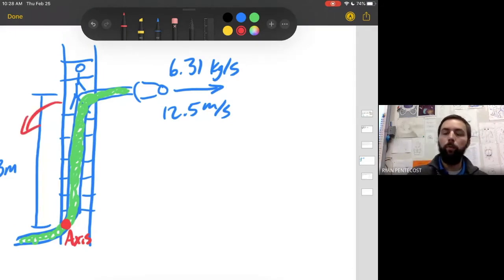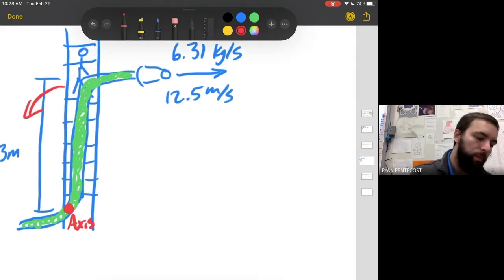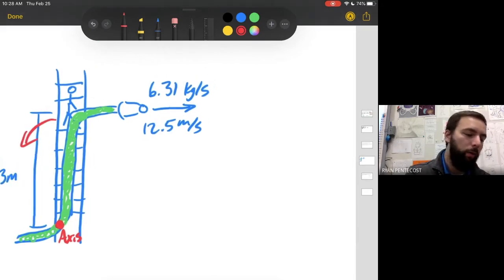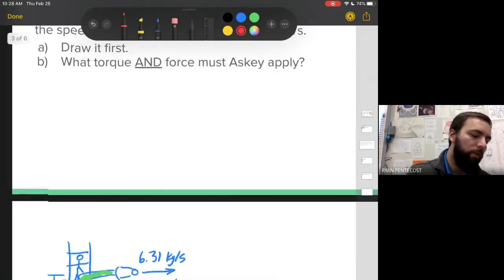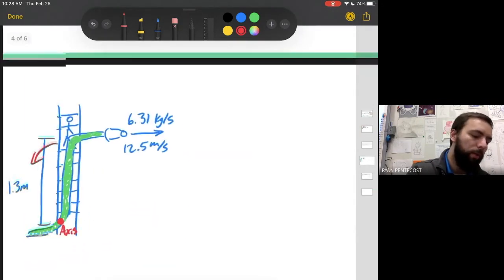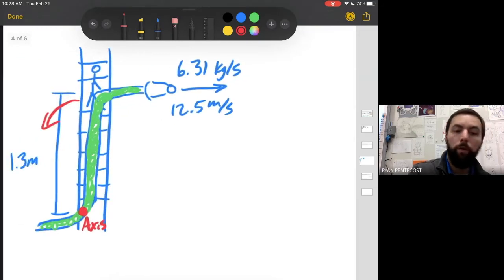As a hose pushes water uncontrolled, it will just go backwards, and we're saying that it would rotate about the axis 1.3 meters below the nozzle. Now, if we want to find torque and force, okay, I'm going to start with force, and then we'll do torque, but you can actually do this the other way as well. So I'll show you that demonstration as well.